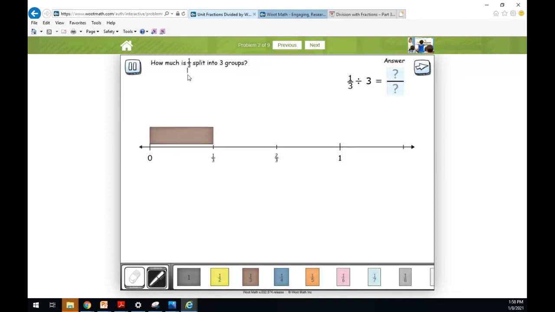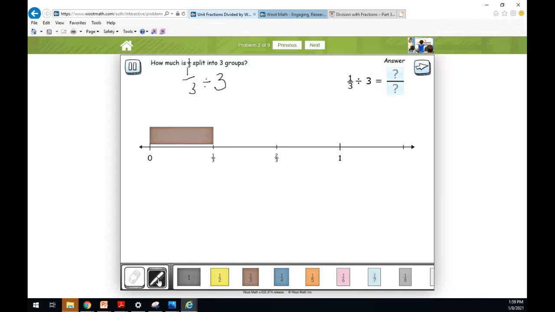Okay. Let's look at another example. I have 1/3, and I'm going to split my 1/3 of soup for Monday, Tuesday, and Wednesday. So, for example, I cooked soup for dinner. My family ate 2/3 of the soup. I have 1/3 left over.